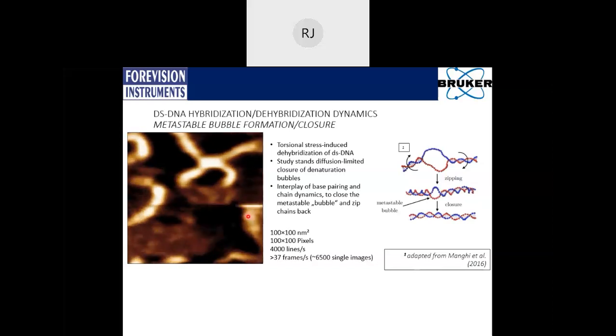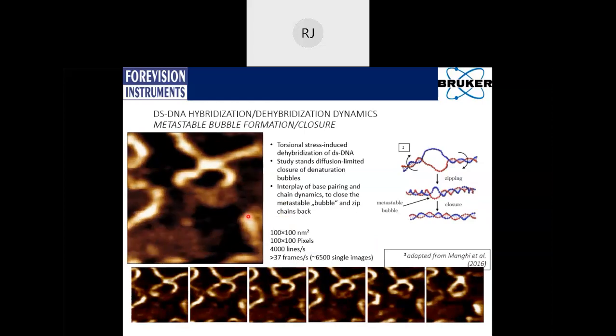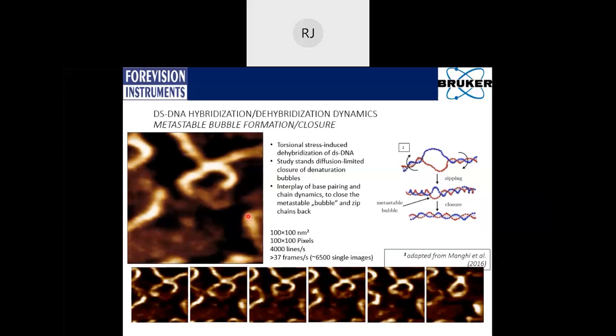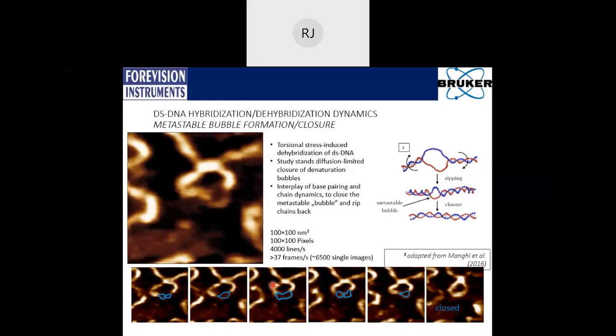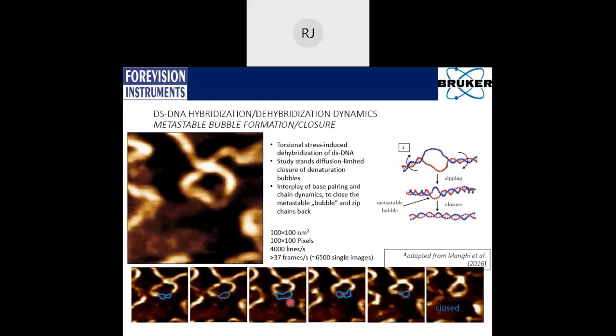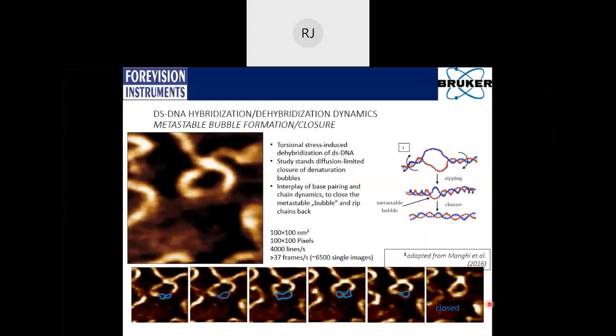So once we capture the data, we need to analyze it. In order to analyze this data, we can take out the frames at our interesting time zone, and you can look at how my DNA hybridization or dehybridization is taking place. As you can see, the shape change of this metastable bubble can be taken out as frames at different time intervals. And this experiment was performed with a frame rate of 37 frames per second. That's pretty fast. So here you can clearly observe the shape change of a bubble in the photographs below, and you can determine the shape of that metastable bubble and the closing of the metastable bubble with respect to the time frames.